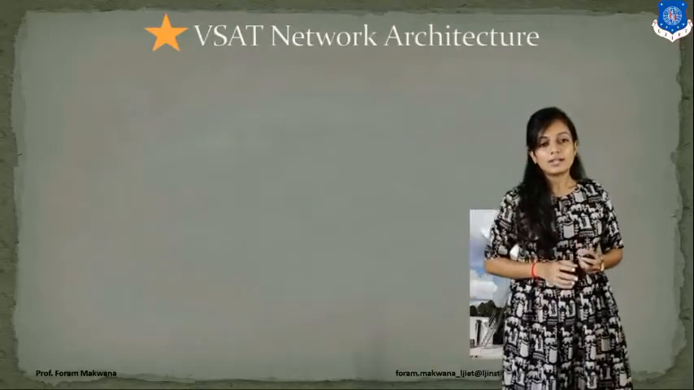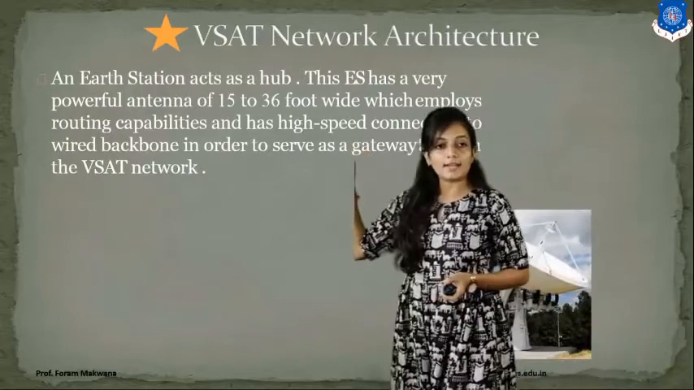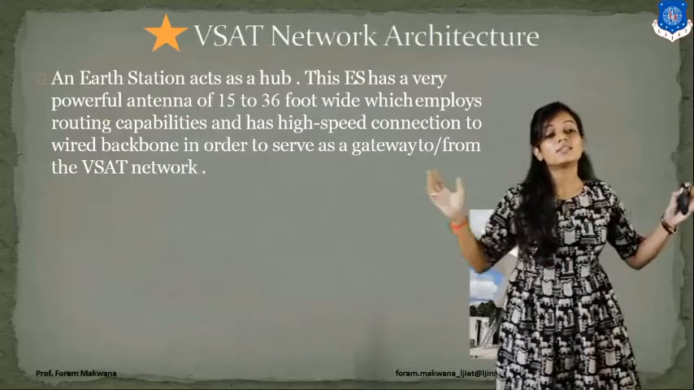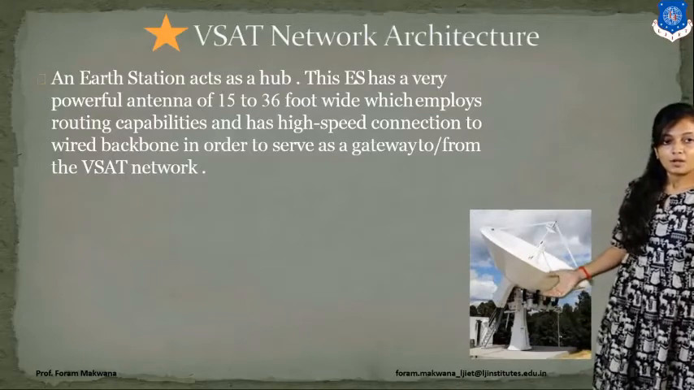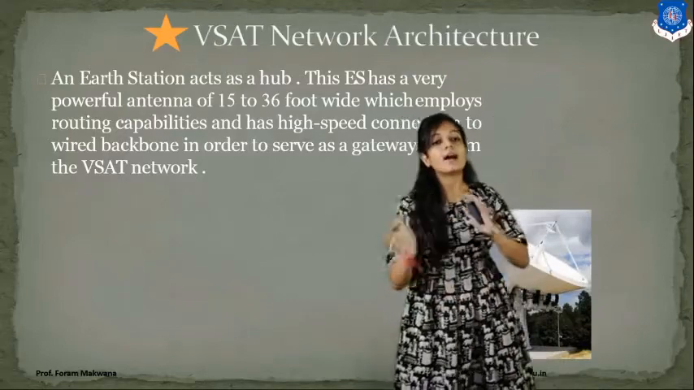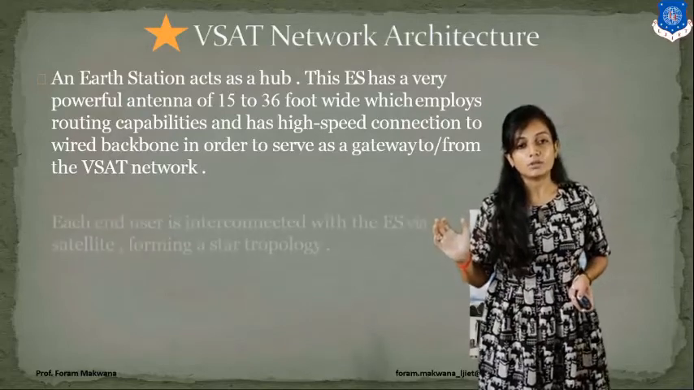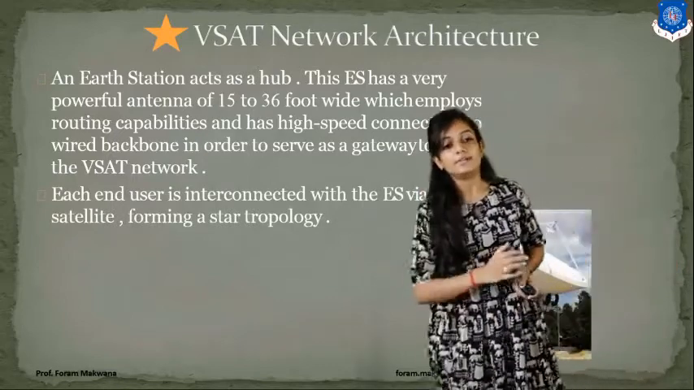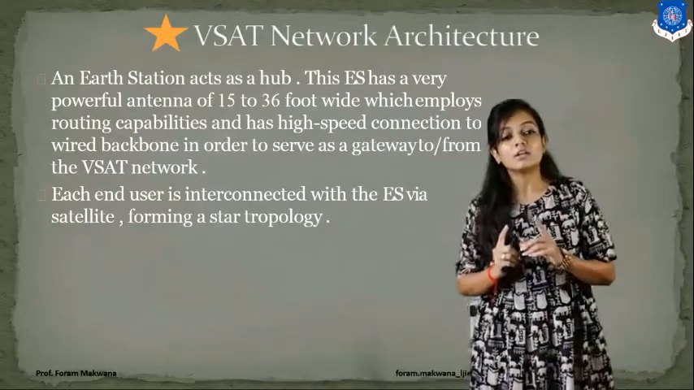Now we need to understand the VSAT network architecture. The Earth station acts as the hub. This Earth station has a very powerful antenna of 15 to 36 foot wide, like this, right? A wide antenna which employs a routing capability and has a high speed of connection for the VSAT network. Each end user is interconnected with the Earth station via satellite, forming a star topology.